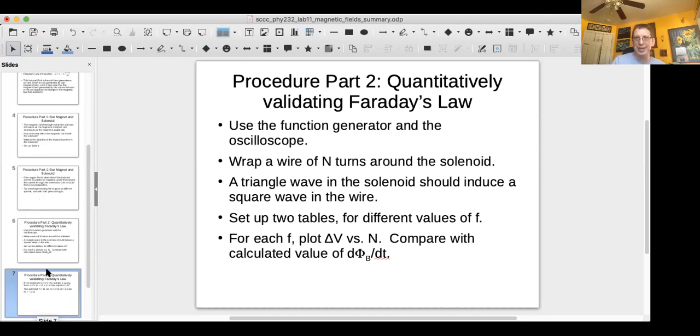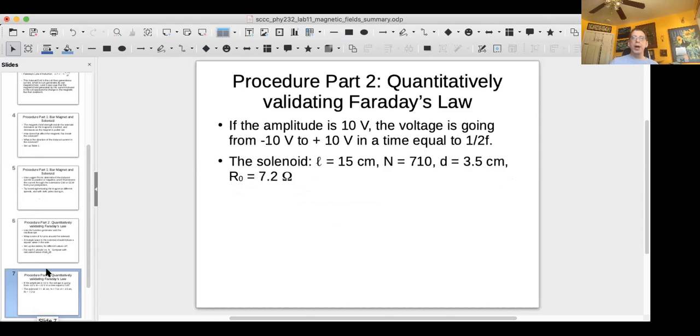So how are you going to figure out that calculated value? Well, you're going to use a triangle wave through the solenoid, and from Faraday's law, the derivative of the triangle wave is essentially a square wave. So you're going to have a flat positive line followed by a flat negative line corresponding to the induced voltage in the wire.